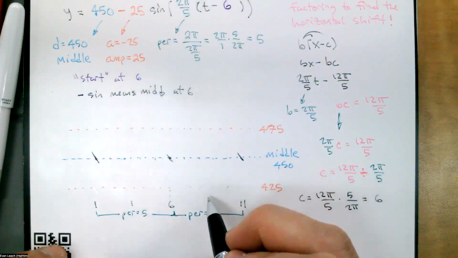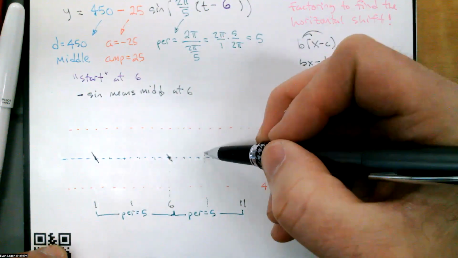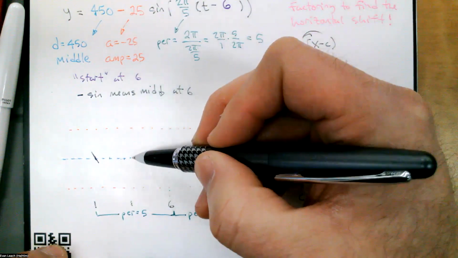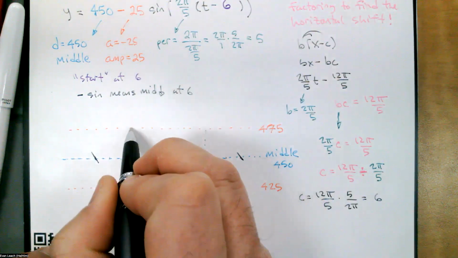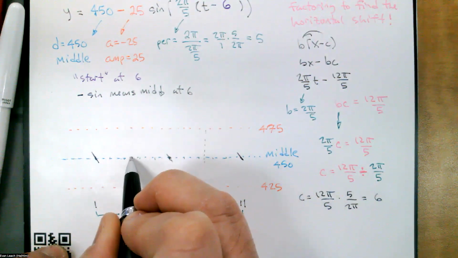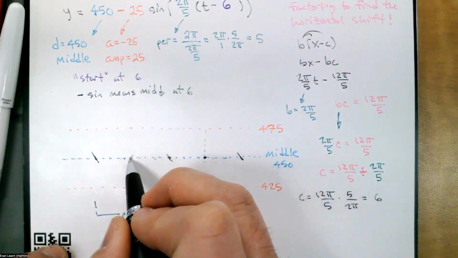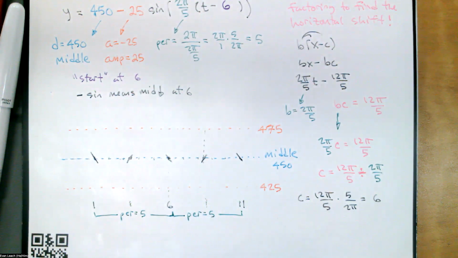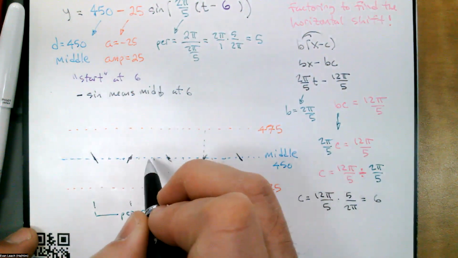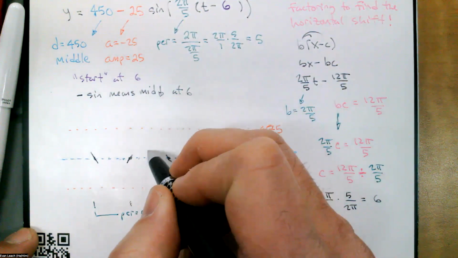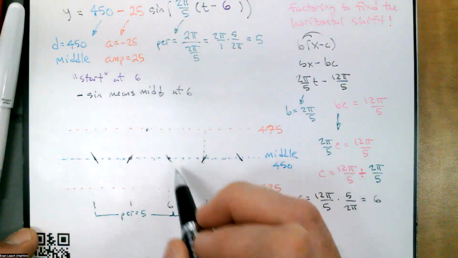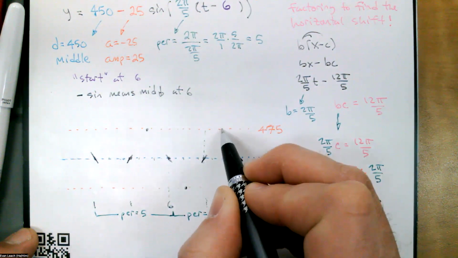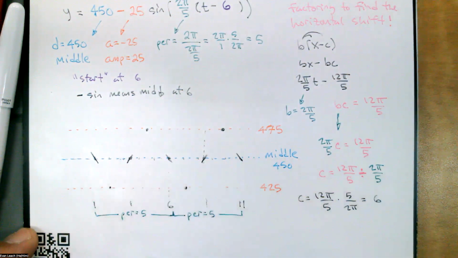We know that halfway between those points will be at the middle going up, and then halfway between each of those points will be at the tops and the bottoms. So halfway between these points will be at the top. Halfway between here will be at the bottom. Halfway between we're at the top. Halfway at the bottom.